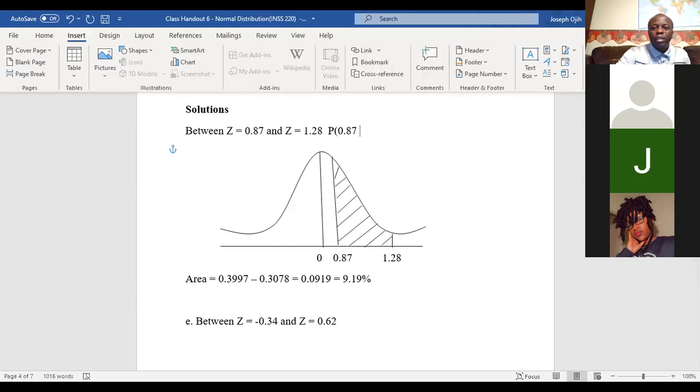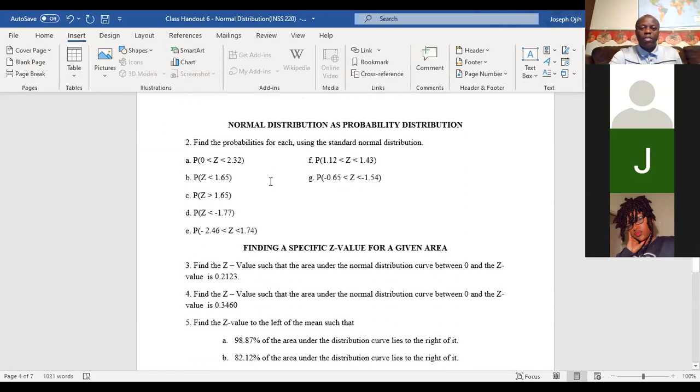They can put it in this form, say less than z, less than 1.28. So it is the same thing I'm asking you to find the area between this and that. They can ask it in this form. So this is just a different way of asking the same question. That's what we have here.